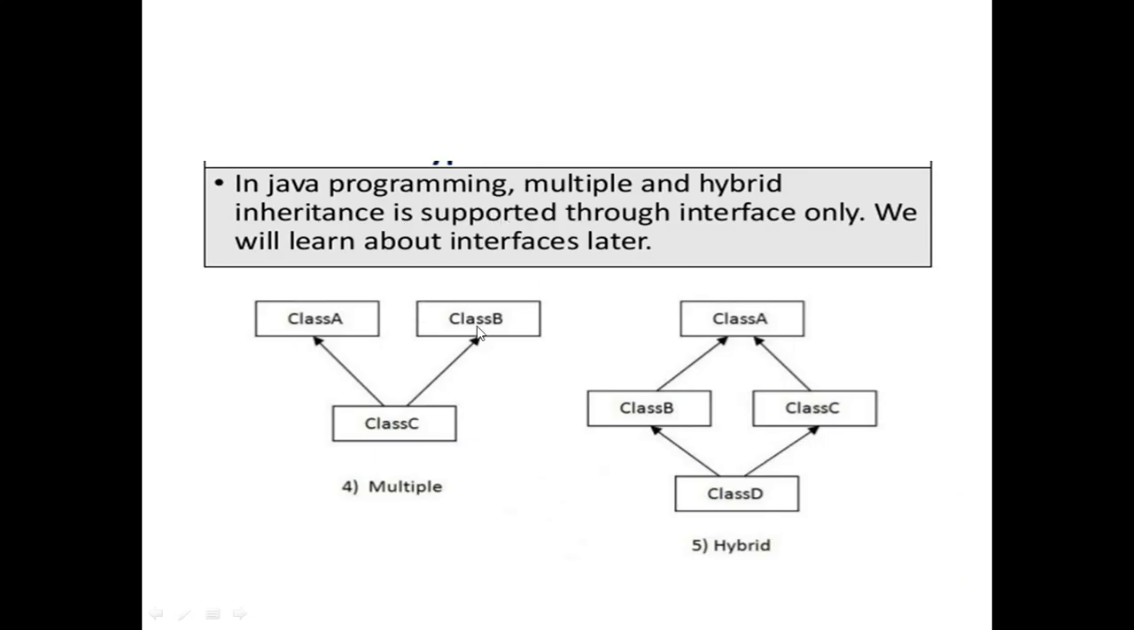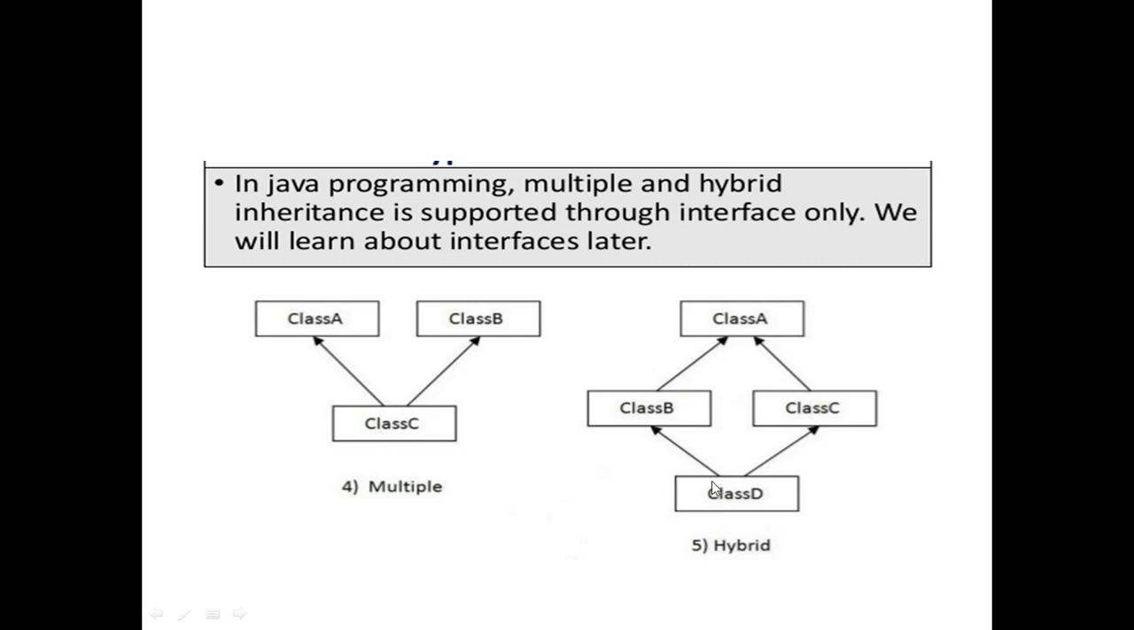So in Java programming, multiple inheritance and hybrid inheritance are not supported in inheritance, but through interfaces we can do it. For inheritance, it is not supported by Java. So what is multiple inheritance? There are two parent classes, class A and class B, and class C acquires the properties of class A also and class B also.